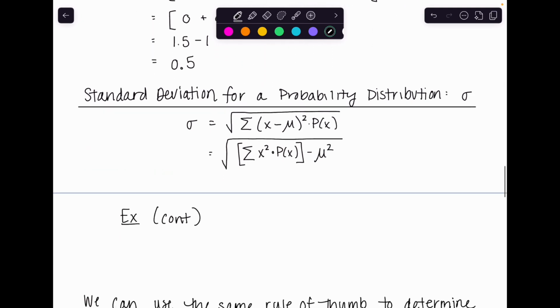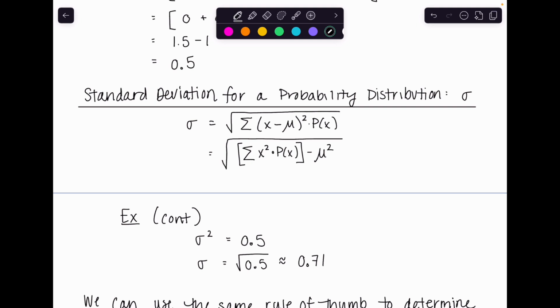But really, just in that example continued, we already found the variance was 0.5. So my standard deviation is the square root of that, which is about equal to 0.71 when you plug it into your calculator, okay?